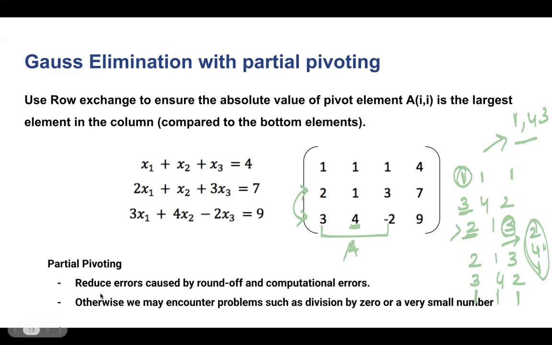Partial pivoting we do to reduce error caused by round-offs or computational errors. Otherwise, we encounter problems such as division by zero or by a very small number. Okay, is this idea clear? Now I'll just show you how to do this Gauss elimination in Matlab.